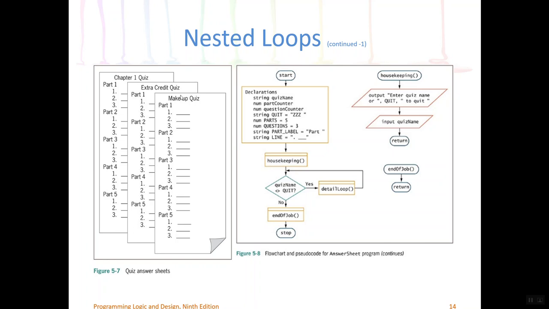As we said, each quiz has 5 parts, so we're going to see an outer loop that loops through 5 times. But for each part, we're going to print 3 questions. So again, we're going to see a nested loop that loops through and prints 3 questions.